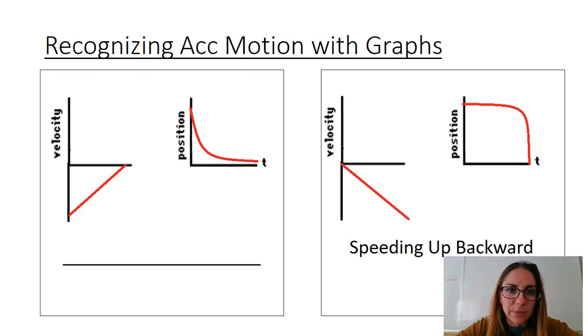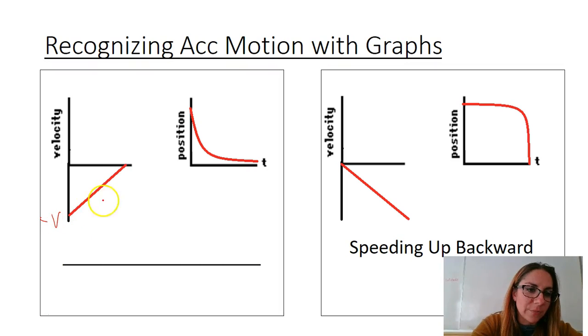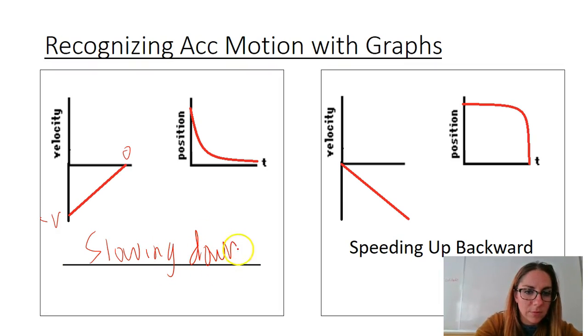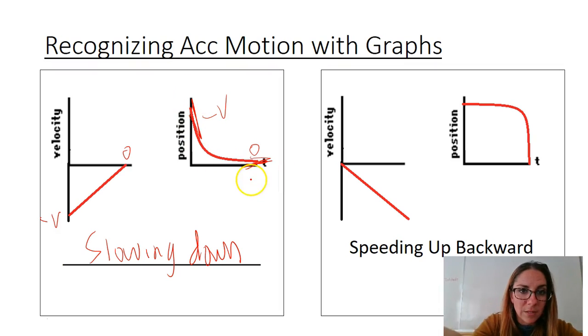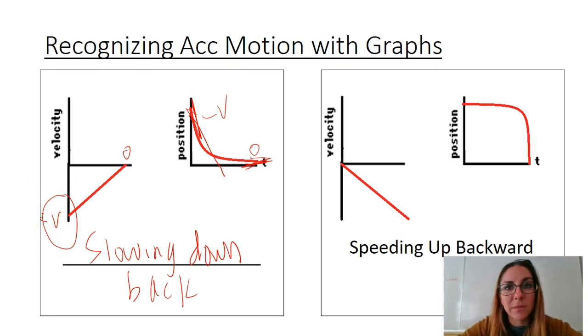Take a look at this. We're going backwards here. So I can look at this and say that I go from having a velocity to 0, so I'm slowing down here. And look at that, 0 slope here. Negative slope here. I'm slowing down backwards because the slope here is negative and the value here is negative. That's a backwards motion.